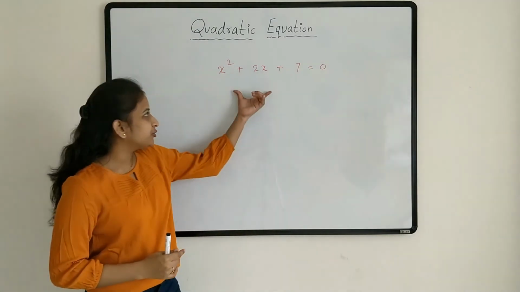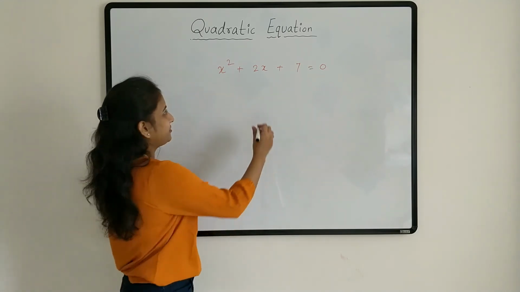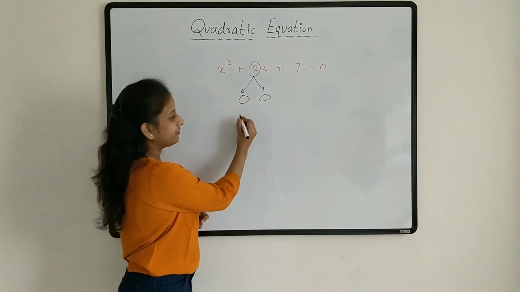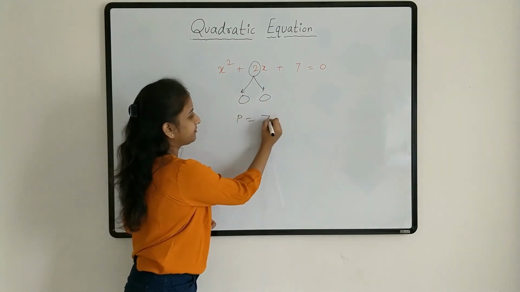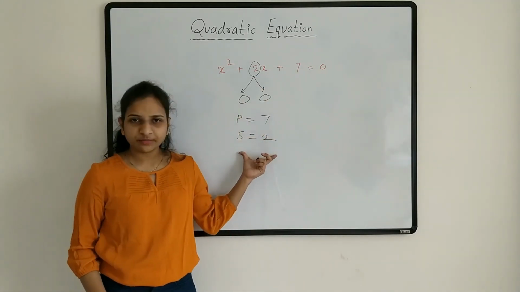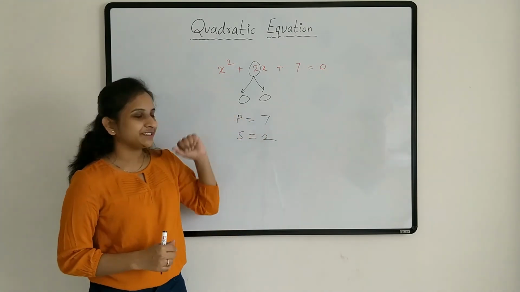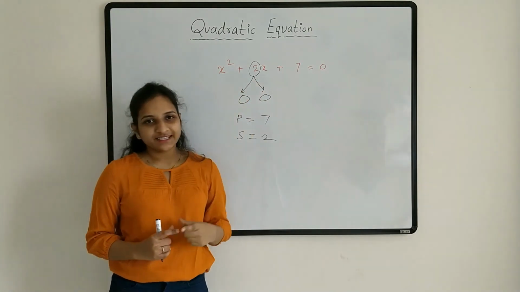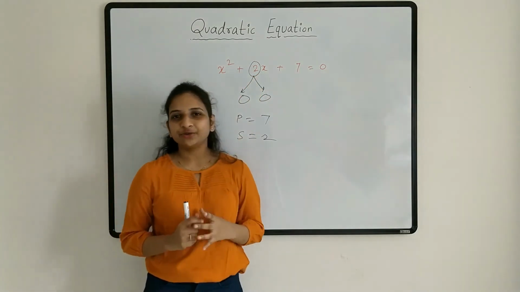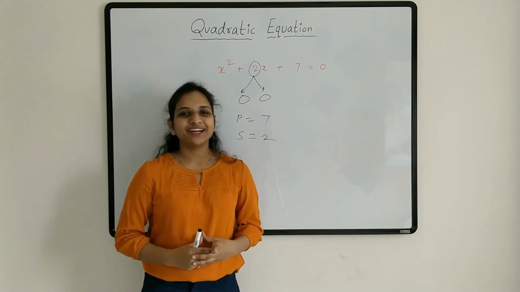Let's try to find the roots of this quadratic equation by the factorization method. We need to split the middle term into two numbers such that the product of these two numbers is 7 and the sum should be the middle coefficient. Can you imagine two numbers whose product is 7 and sum is 2? No, it's not easy. For such examples, the factorization method is not helpful. So in this case, we can find the roots by the direct formula or the perfect square method, which we are going to learn in the next video.